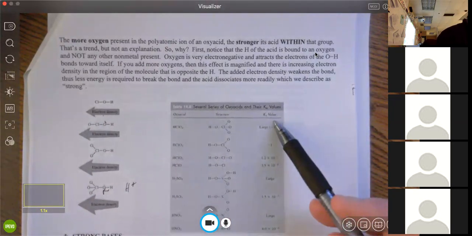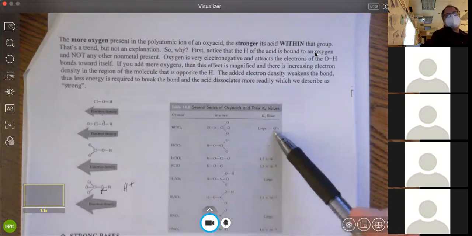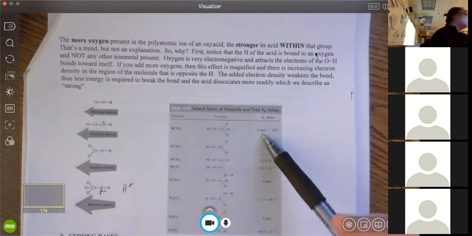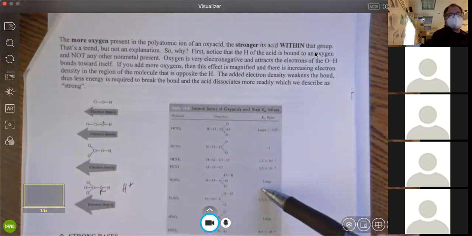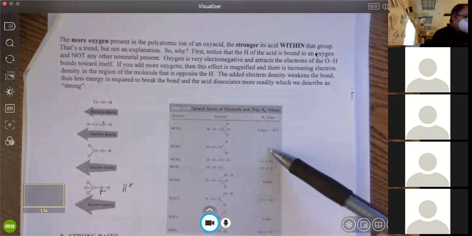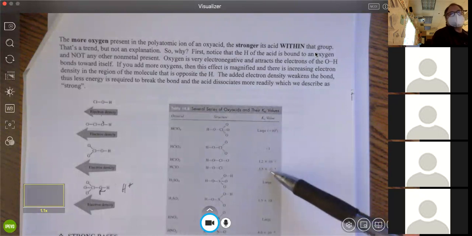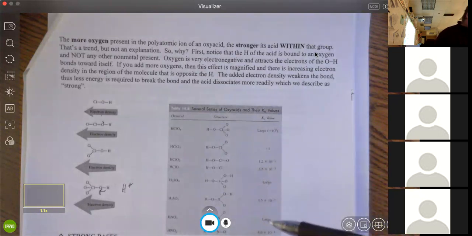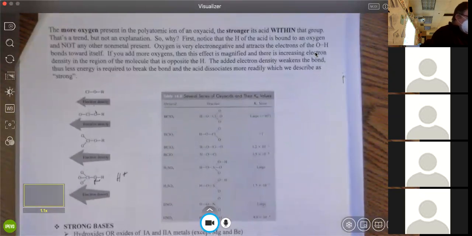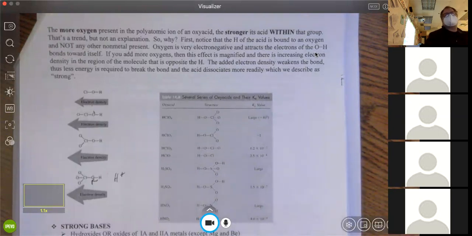And they do have the Ka values for some of these. You can see for perchloric, it's strong, so it's going to ionize completely. For sulfuric, it's large enough, it ionizes completely. For the other ones, the chlorate, the chlorite and hypochlorite, it decreases quite a bit. Same thing with nitric, it ionizes completely, and then for the nitrous, we don't see that happening. Does that make sense?